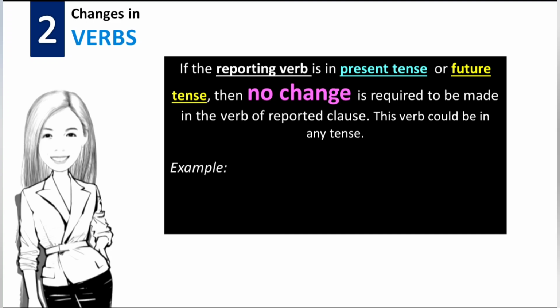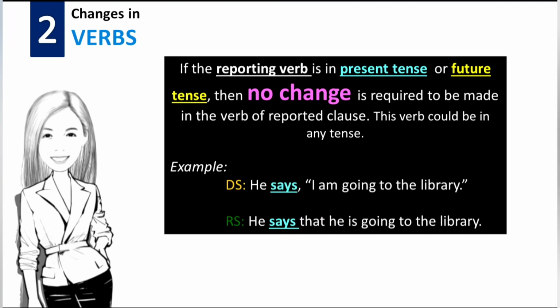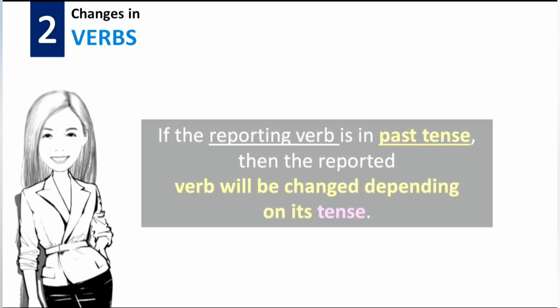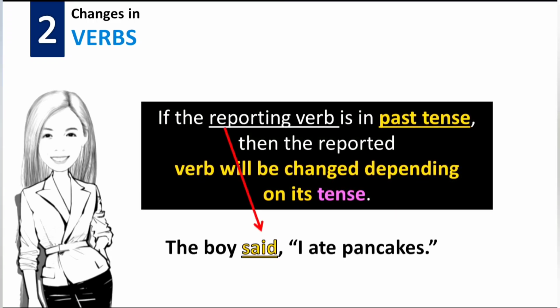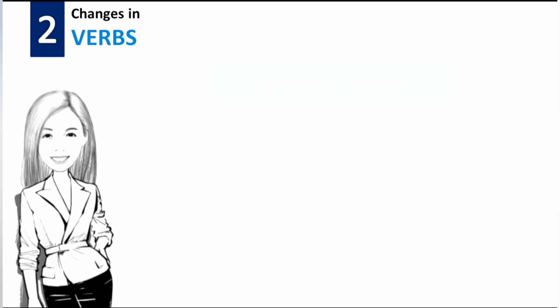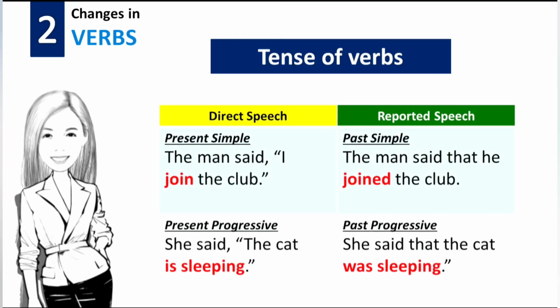For example, he says, "I am going to the library." Since the reporting verb here is says, which is in present tense, we don't change it when we write it in reported speech. If the reporting verb is in past tense, then the reported verb will be changed depending on its tense. And here are the rules on the tense of verbs.